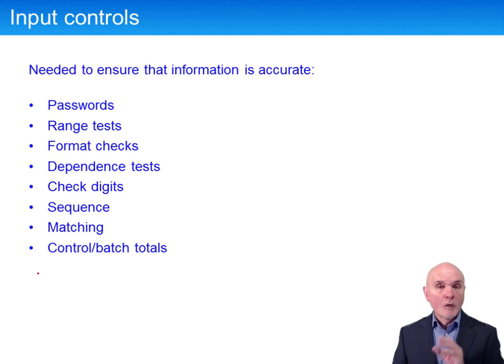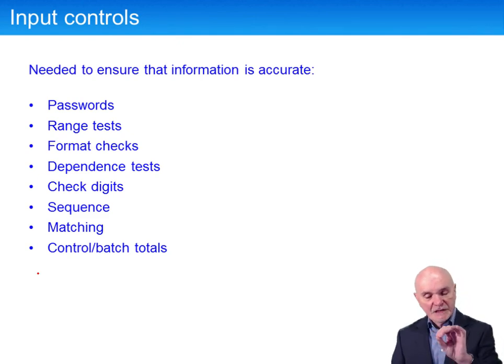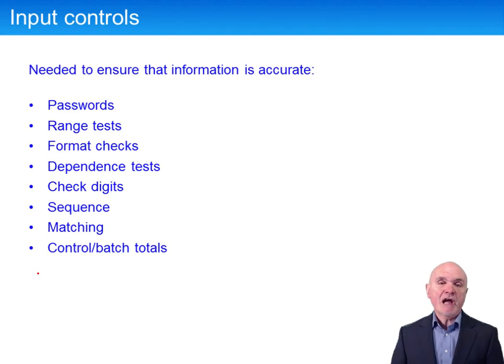Sequence check, accountable documents, pre-numbered documents. If you expect all documents to be put in and they have sequentially pre-numbered elements to them, a sequence check will be able to report missing documents and will be able to prevent the same document going in twice. Matching. For example, all employees are supposed to put in a timesheet. And if one employee hasn't put in a timesheet, it'll report that there's something missing.